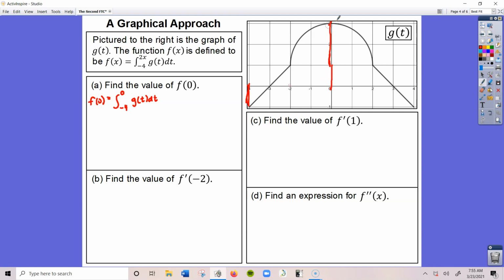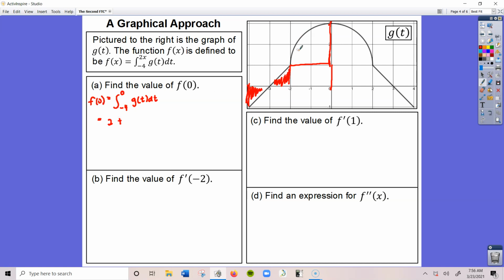Now if you notice here, when we have to find this integral, I'm going to have to find the area. Here we have a triangle below the x-axis, and here we have a triangle above the x-axis. So these areas will basically cancel out. To find this integral, I only need to find the area of this rectangle here and the quarter circle. The rectangle has a base of 2 and a height of 1, so 2 times 1 is 2.